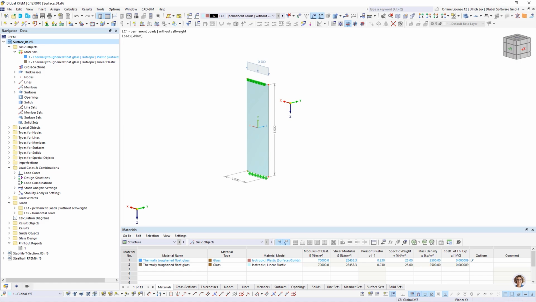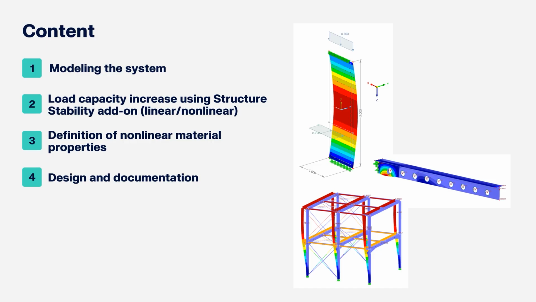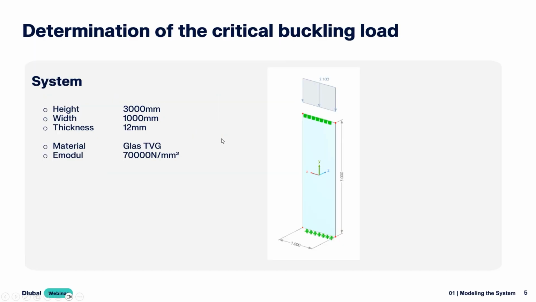So one time shot back to the theory, because we can do this also in theory. I can compute my critical buckling load, maybe also with formulas. As I told you, the system length is 3 meters, the width is 1 meter, and the thickness of the surface is 12 millimeters. The material is glass, and the E-modulus is 70,000 Newton per square millimeter.